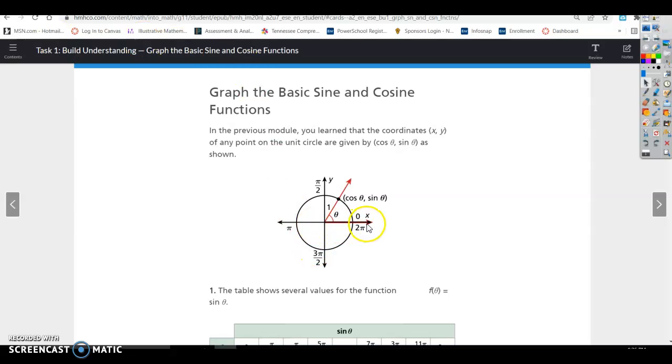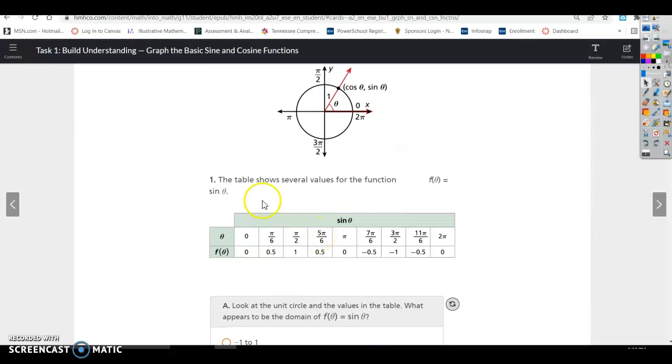So when we were looking at angles, this was our initial side, this is our terminal side, and when you have this angle measure here, we use the symbol theta for these, and then the cosine, comma, sine, this is our x and y coordinates, okay? All right, so the table shows several values for the function f of theta equals sine of theta.